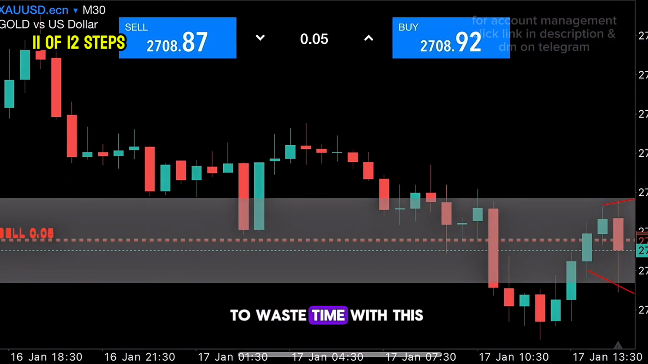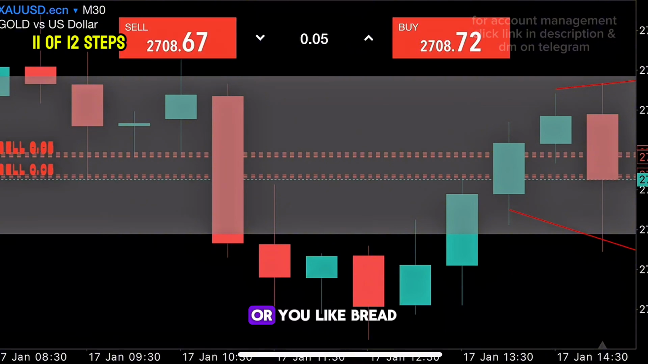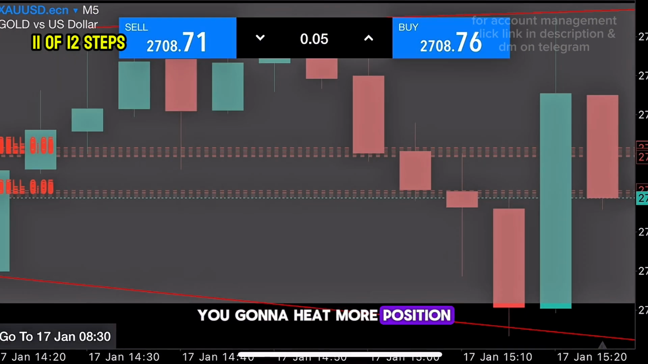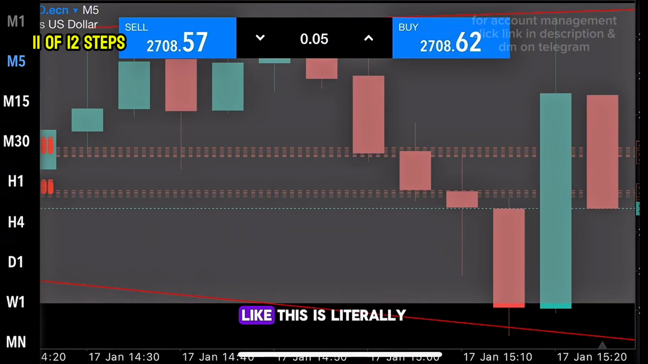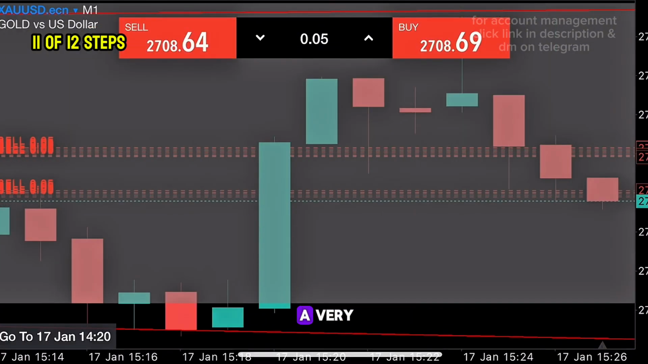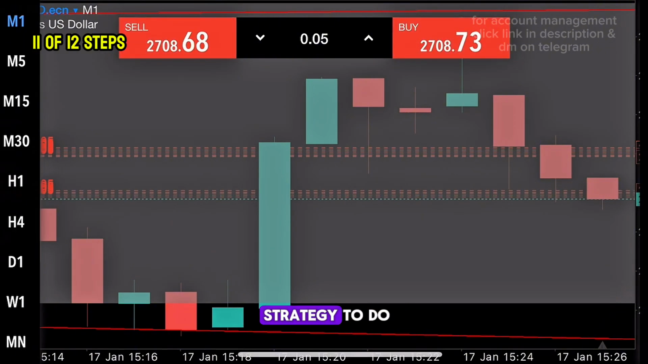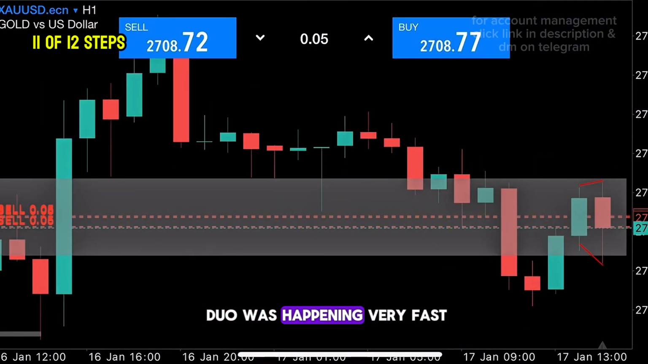So you don't want to waste time with the spam also. When you are okay with the profit, or price is almost breaking out, then you can now hit more positions. You can see it was just dropping. Like, this is literally a very, very simple but easy strategy to do. So basically, you can see the drop was happening very fast.